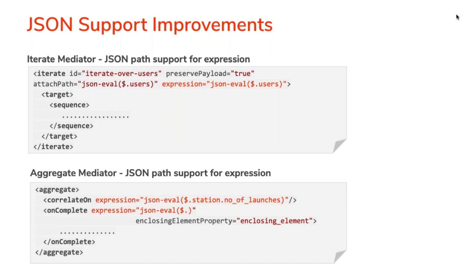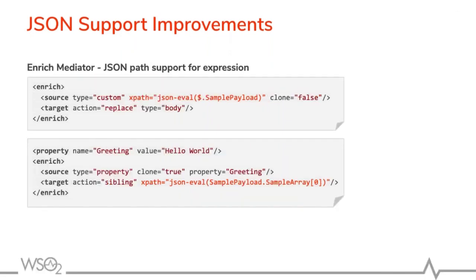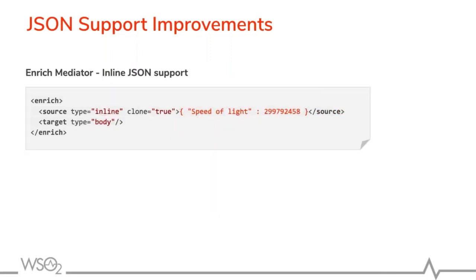We have provided it in a number of mediators, that is the iterate mediator, the aggregate mediator, and the enrich mediator, so that whenever you want to process the payload, you can simply use a JSON eval to access the payload to be more performant. In addition to that, we have also provided the inline specification of a JSON payload in the enrich mediator when you are mapping it through an inline type.